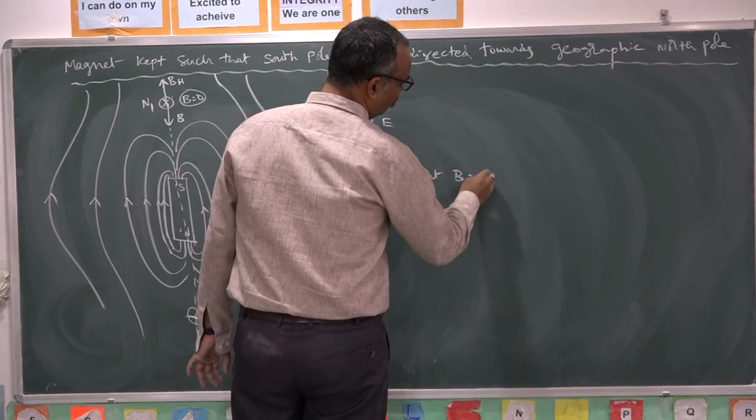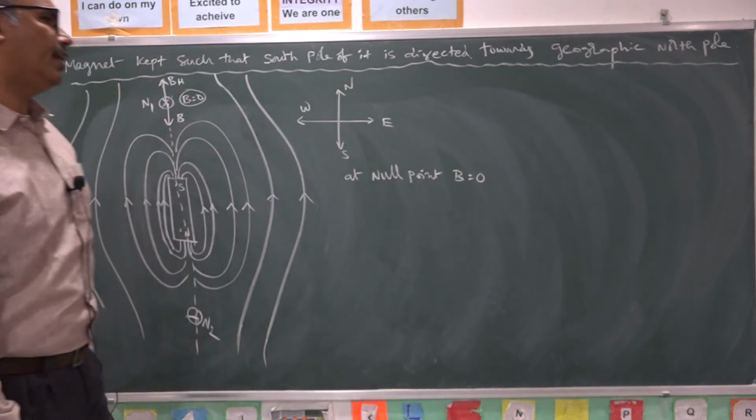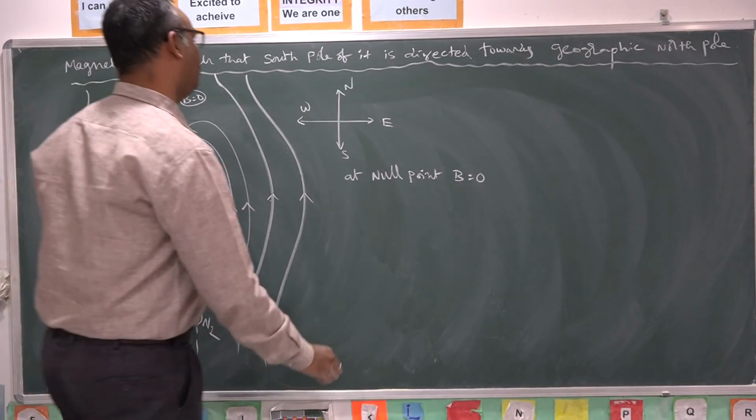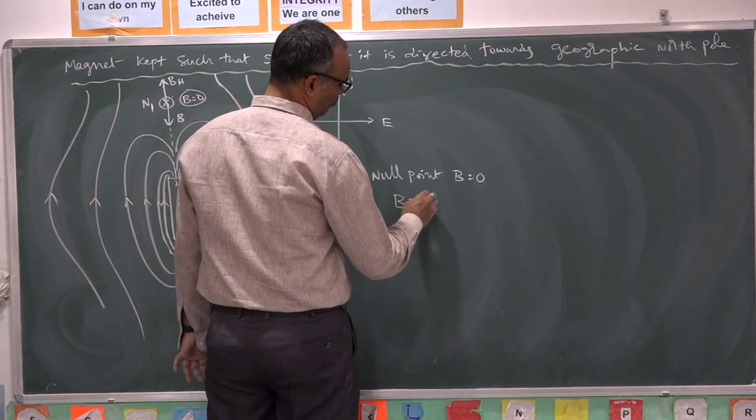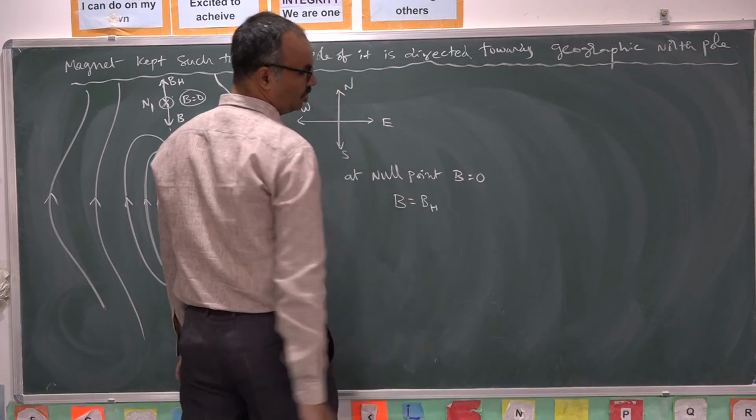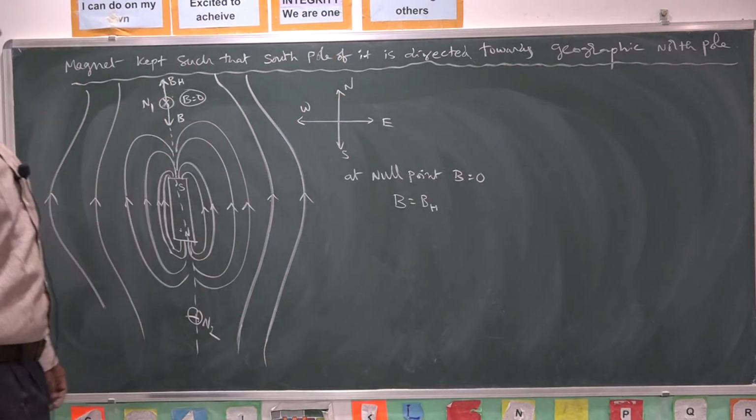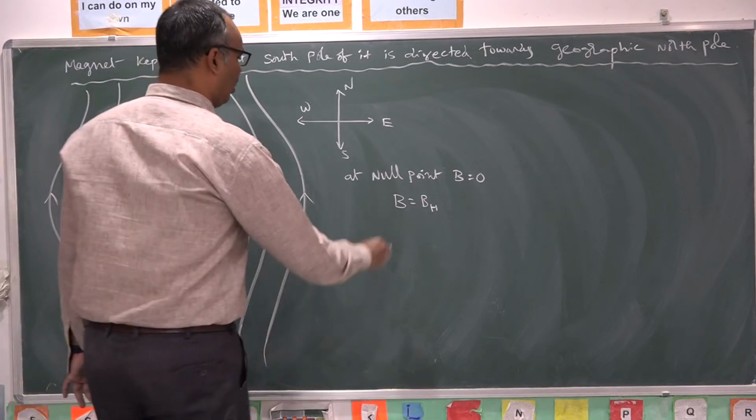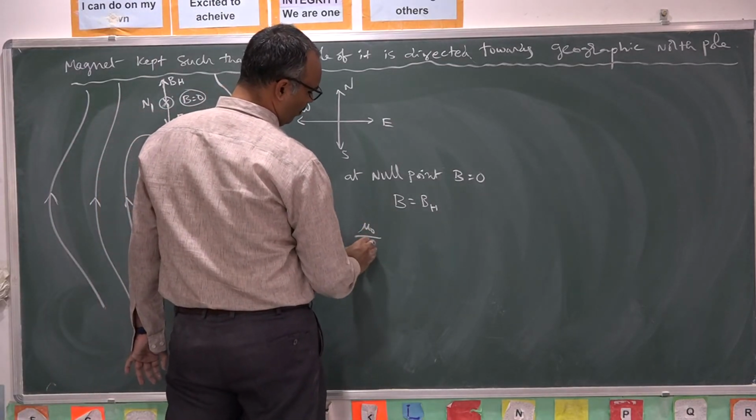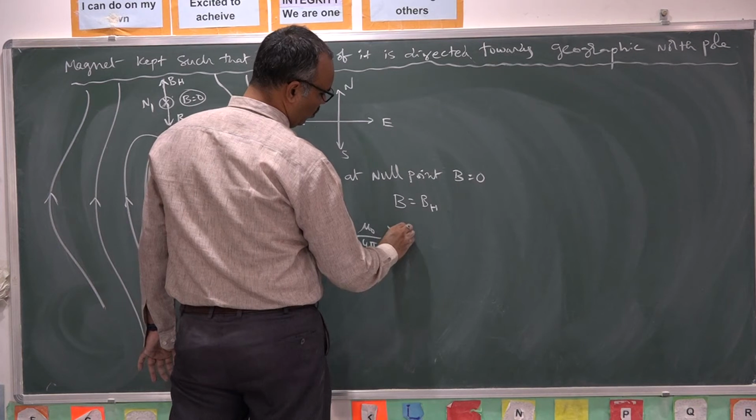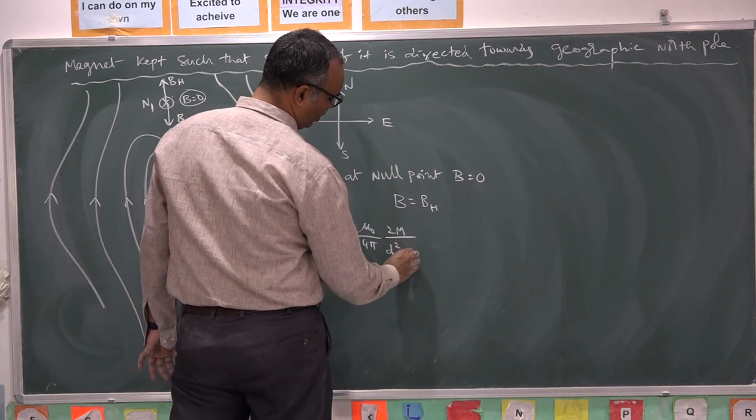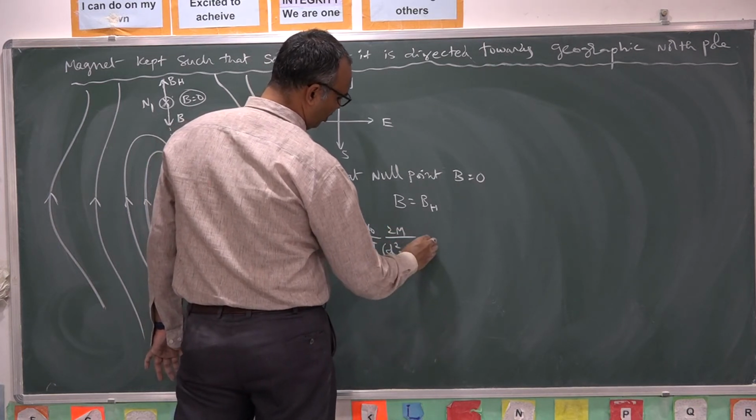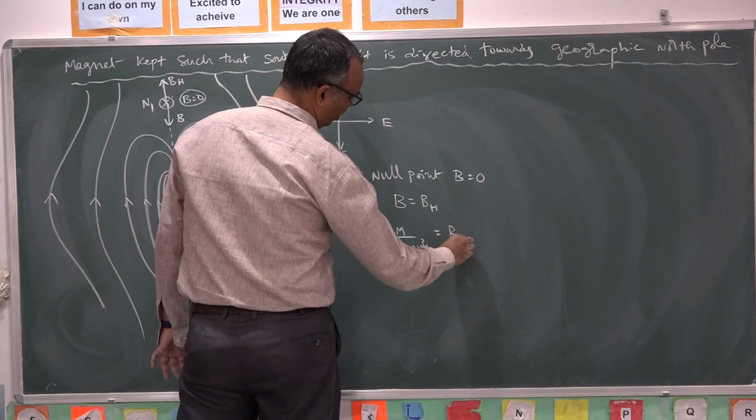Here at null point, net magnetic field should become 0. That means magnetic induction due to the short bar magnet is equal to horizontal component of earth's magnetic field. And you know that B value is given by mu naught by 4 pi on axial line 2M d by (d square minus L square) whole power 3 by 2. That should be equal to BH.